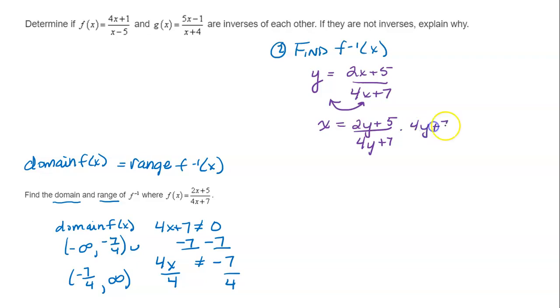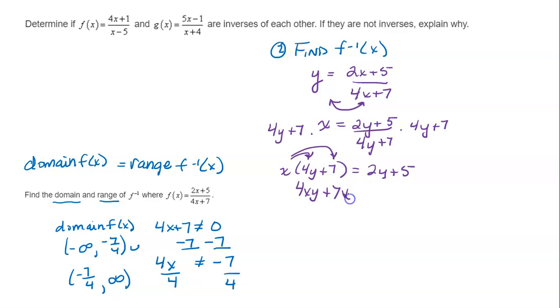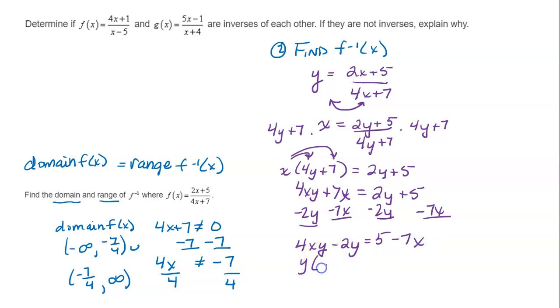We're going to multiply both sides by this, and you're welcome to pause this and see if you can do it on your own. Okay, I'm going to distribute. Okay, I need to get my y's on one side, so I'm going to subtract the 2y, and I'm going to subtract the 7x. I'm kind of combining steps here, so we end up with this. We're going to factor out a y, and then I'm going to divide.